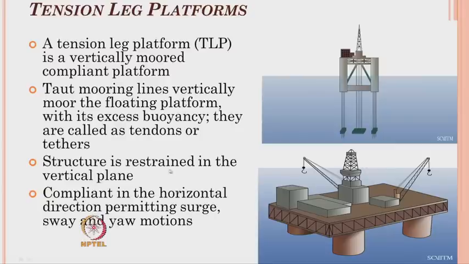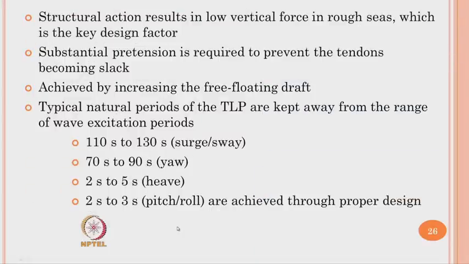The structure is restrained in motion in the vertical plane and remains compliant in the horizontal plane, which permits surge, sway and yaw motions. The structural action results in low vertical force in the rough sea, which is one of the key design factors of these kinds of platforms. It has a substantial pretension which is required to hold the platform down or to prevent the tendons becoming slack. This is achieved by increasing the free flow draft of the platform and ballasting and deballasting alternatively.